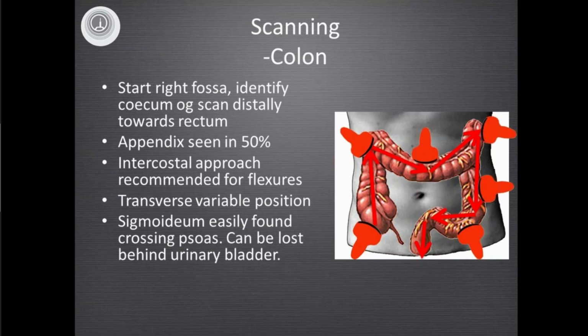So to scanning of the colon. You start in the right iliac fossa and you follow the colon downstream from the cecum. The ascending and descending colon are easily seen in both flanks, while the transverse colon can sometimes be difficult to find because it crosses at several different levels. But if you miss it, you might go to the left flank, left flexure, and then backtrack. The proximal sigmoid is easily seen crossing the psoas muscle, while the distal part can be difficult to see, especially if the bladder is empty.